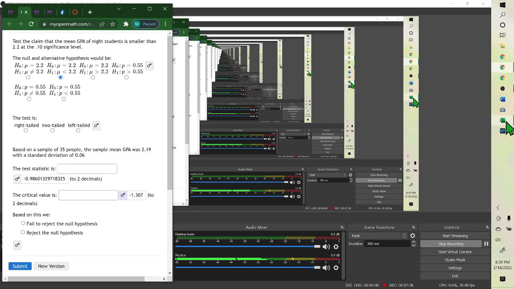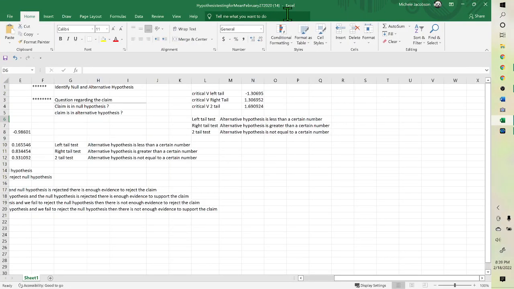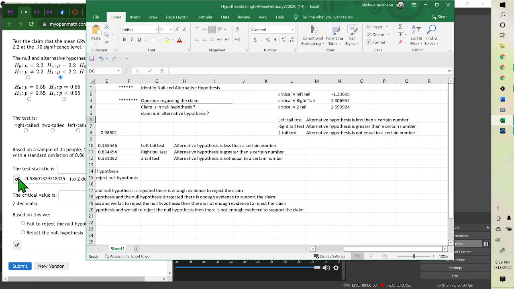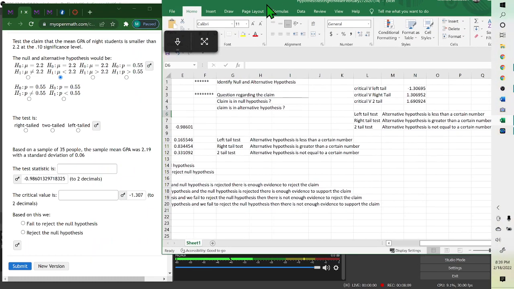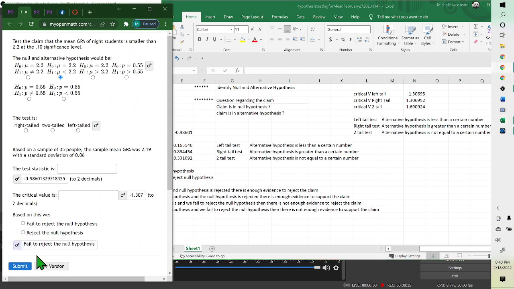So on the two-tail, I keep saying two-tail, but it wasn't a two-tail. The last one was two-tail. This one is a left tail. So the left tail, your critical value is the -1.306, or rounded to 7. And our test statistic was this right here. Alternative hypothesis is less than a certain number. So then when you test it, you fail to reject.